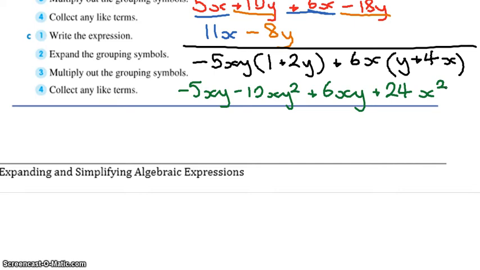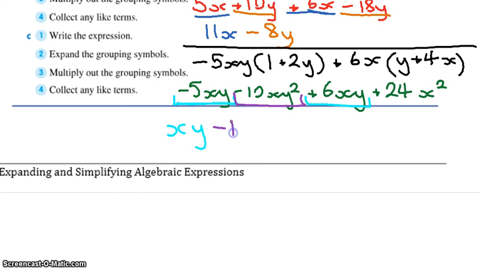Now we've got a couple of different things in here now. The pronumerals, to collect the like terms, the pronumerals have to be the same. So we've got minus 5xy there, and we've got a plus 6xy there. So that's going to give us xy, because minus 5 plus 6 is 1. So it gives us one lot of xy. The next one we've got is a minus 10xy squared. We don't have any others of those.